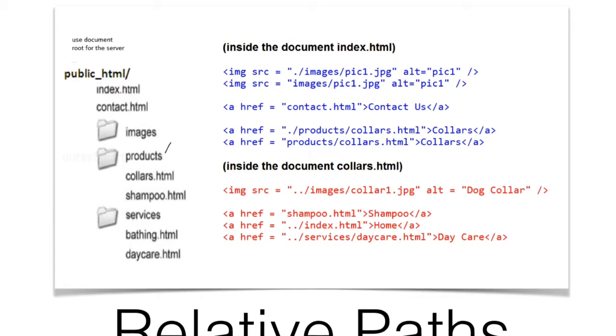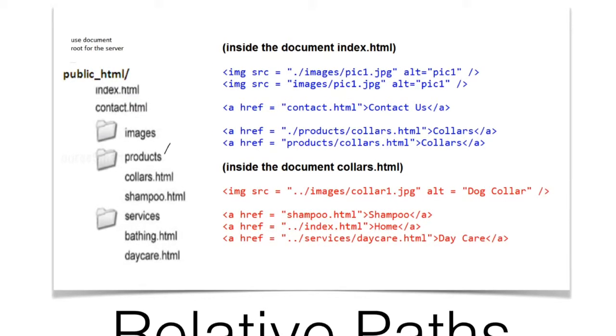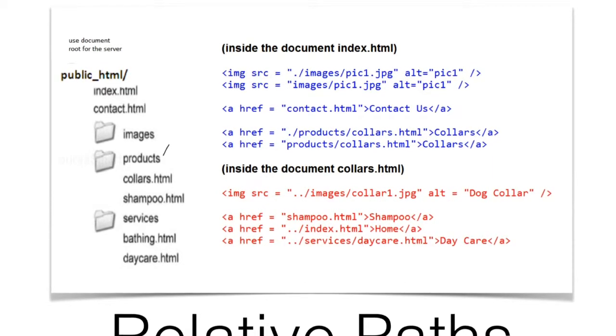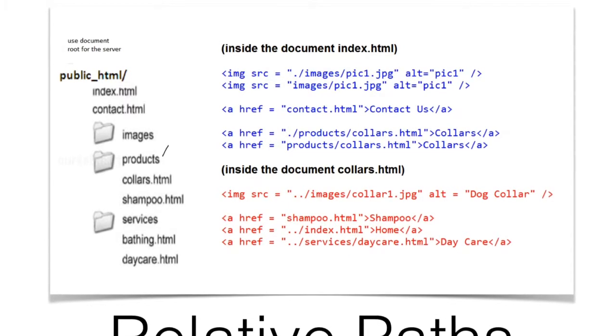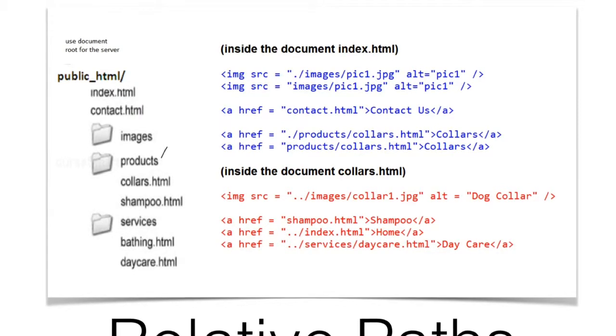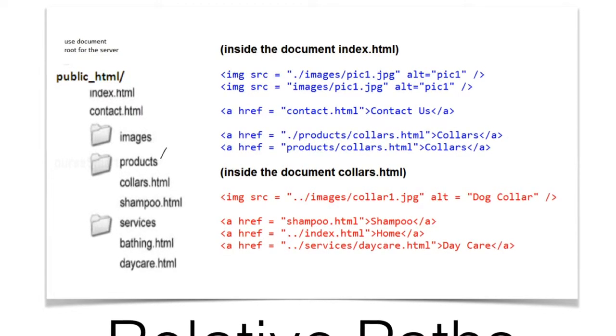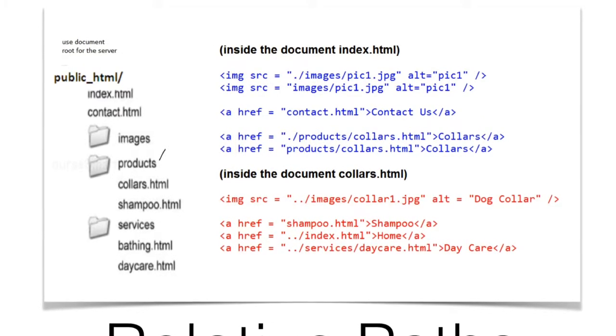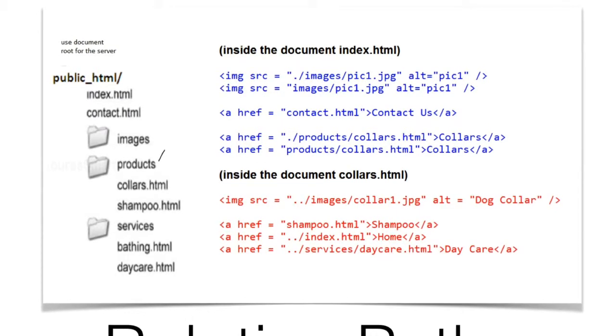Now looking at the examples in red, assuming that we're looking at source code inside the callers.html document, which is located in a directory named products, if we are referencing the image caller1.jpg, in order to reach that, we'll need to go up one level, .., then down into images, and then we can reference caller1.jpg. And likewise, with a link from callers.html to shampoo.html, they are in the same directory at the same level, so we can simply say a href equals shampoo.html.